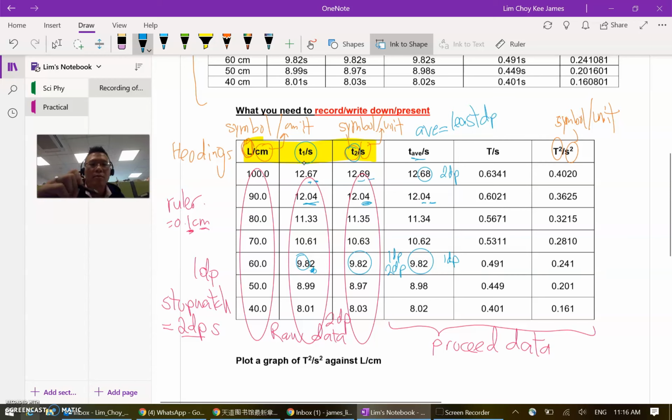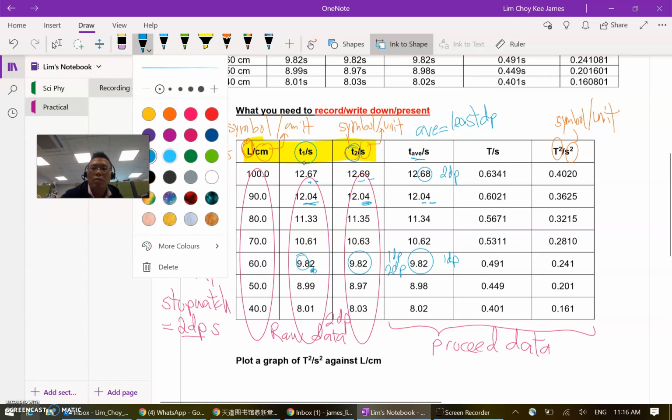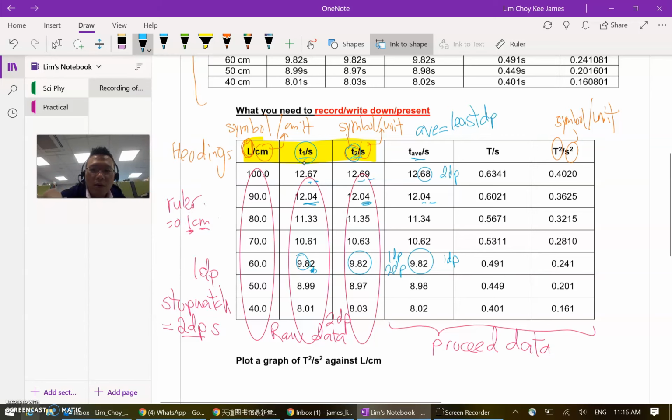Students, you have to remember this technique, because it dictates the way you present your data. In this particular case, all the data you collected for T1 and T2 are in 2 dp, which means T average will be 2 dp in terms of presentation. Just take note of this.